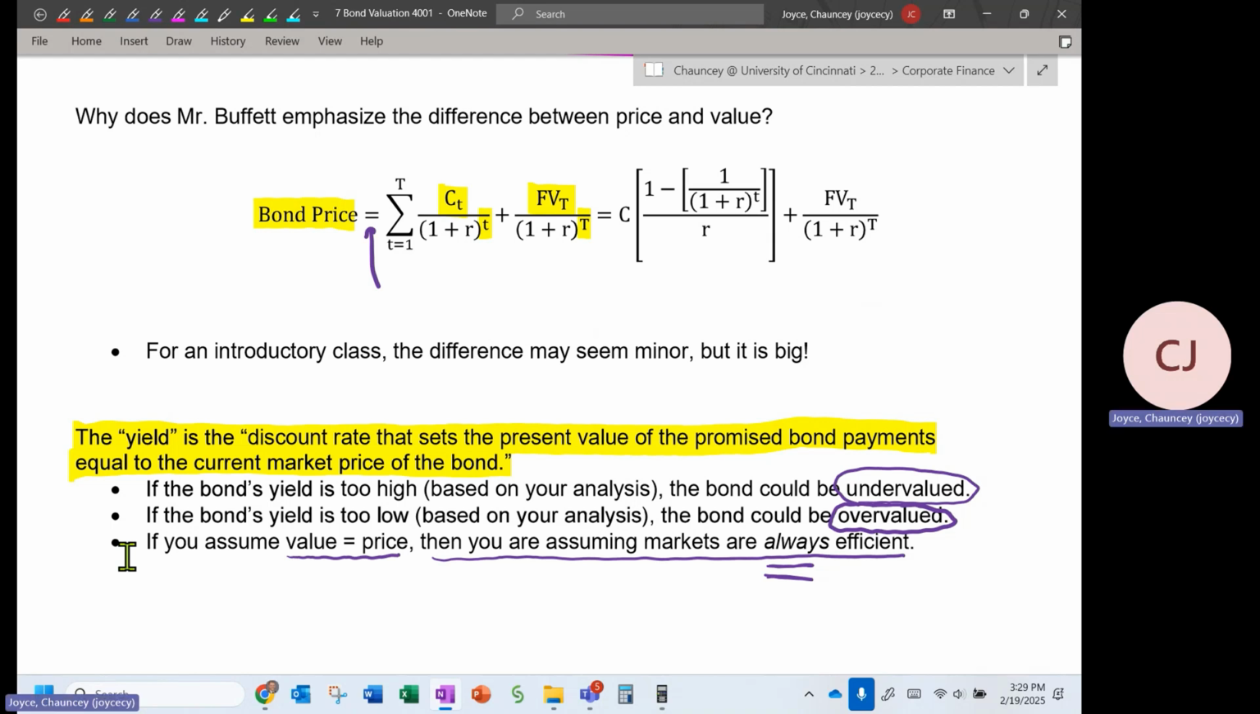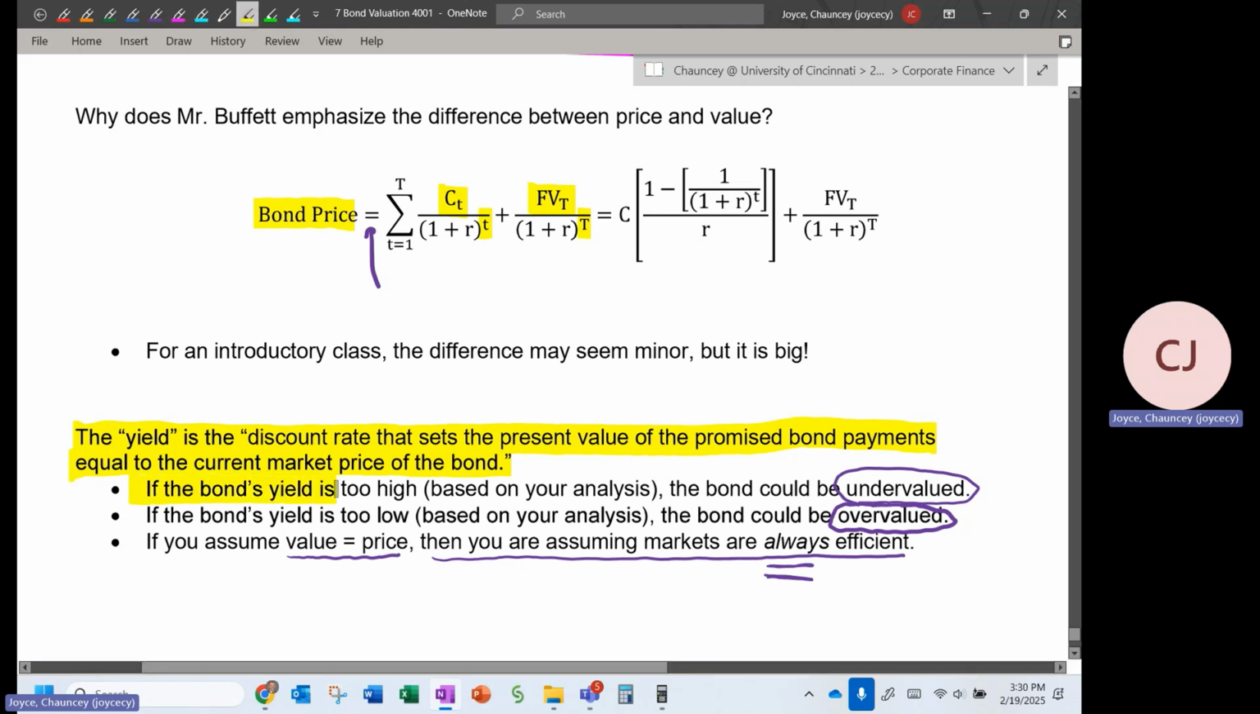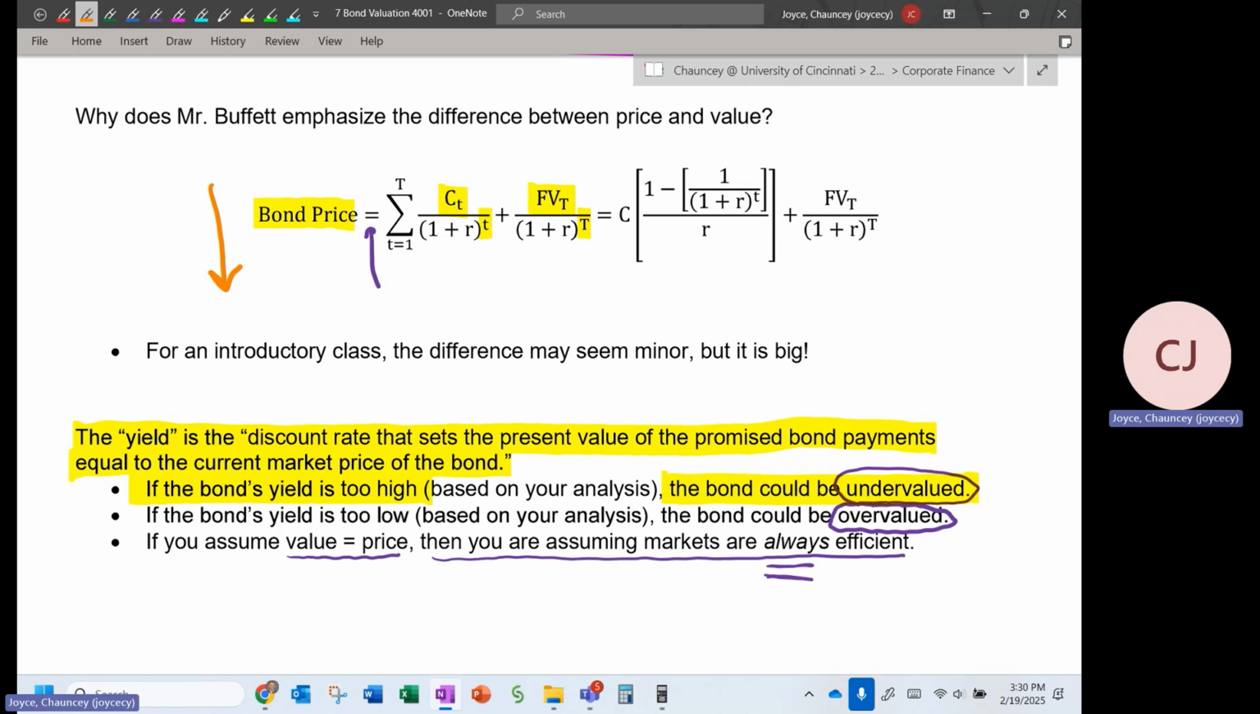So again, just think of it this way. When it comes down to price and value, they're different things. If the bond's yield is too high, based on what you think, the bond is undervalued. The market is discounting it too much. The bond price is low. If you're buying things at a low price, then you could have a high expected return. However, if the bond's yield is too low, the bond could be overvalued. So be very careful in thinking about these.